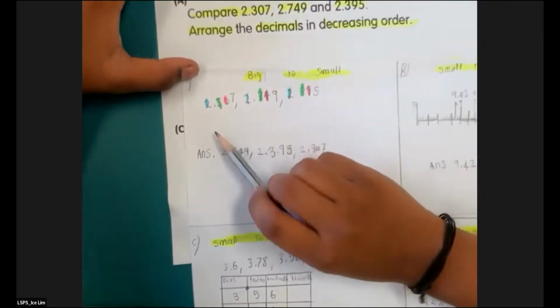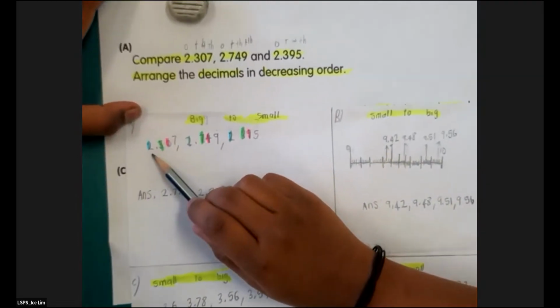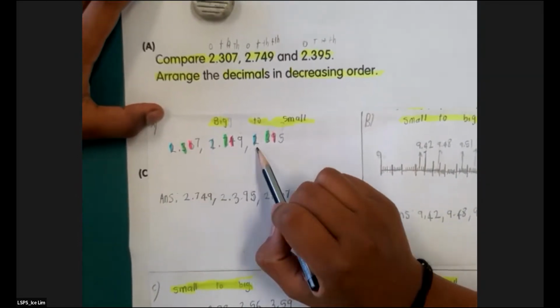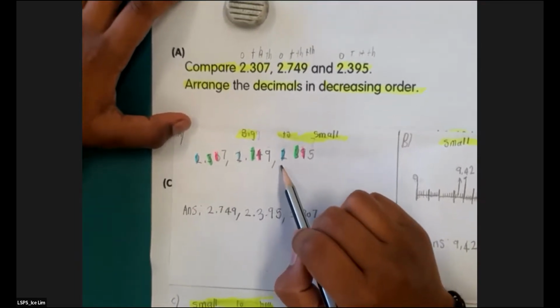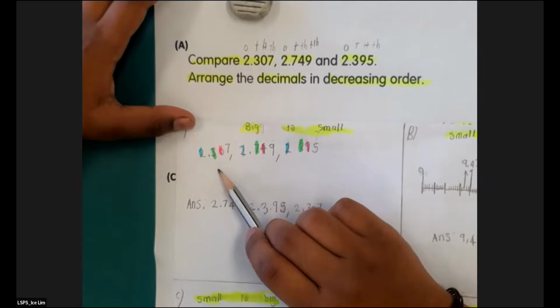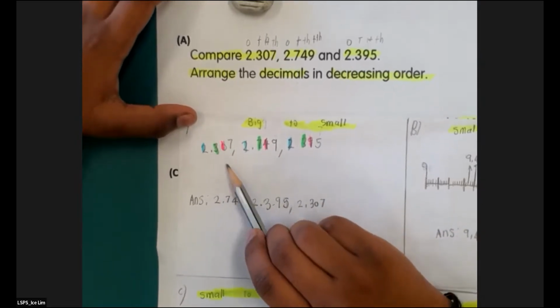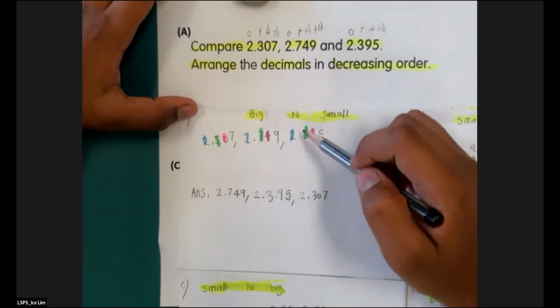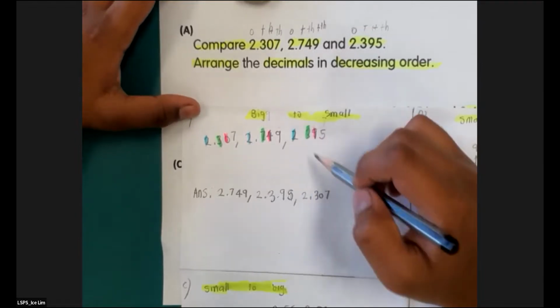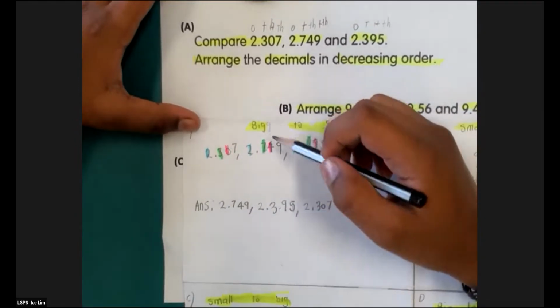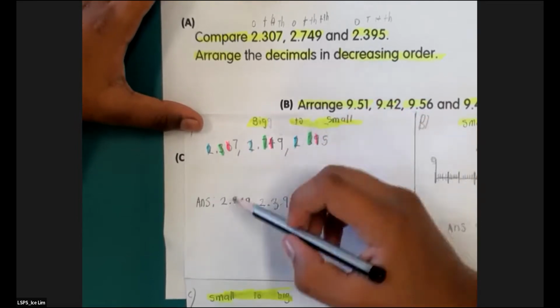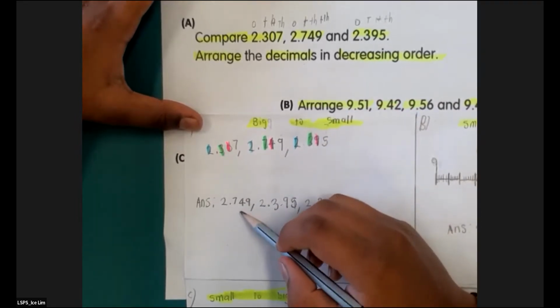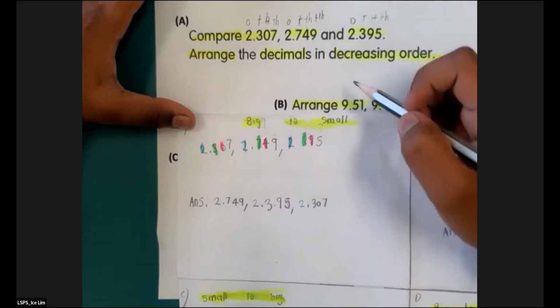First, we look at the ones place. The ones place has two. So every ones place is the same. So we need to look at the tenths place. It is 3, 7, and 3. So the greatest is 2.749. So we must write 2.749 first. Pause for what?